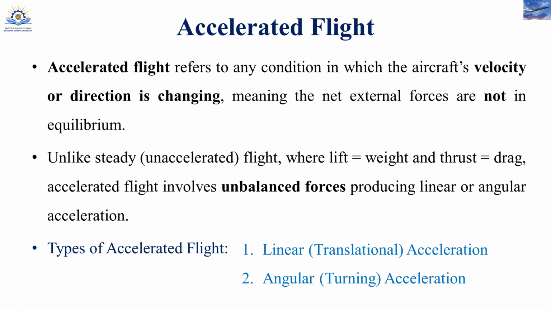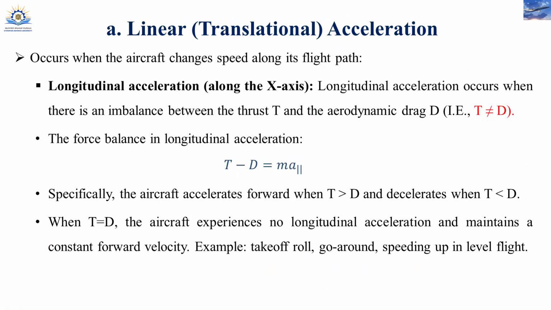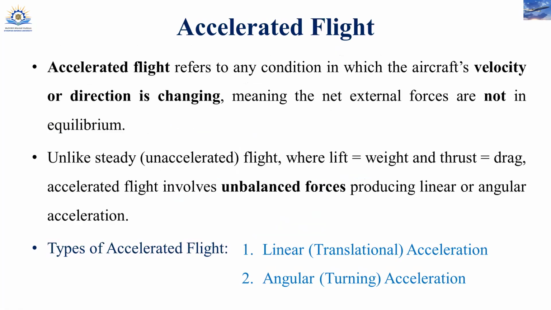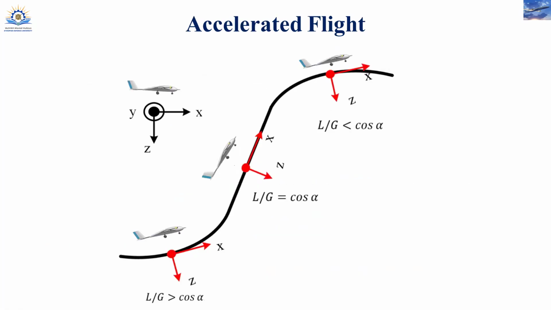There are two types of acceleration: linear acceleration and angular acceleration. Linear acceleration is related to the linear forces, translational motion, and angular acceleration is related to the turning or rotational force. In the case of linear acceleration, we have longitudinal acceleration, and we may have vertical acceleration also. It contains longitudinal as well as vertical acceleration.